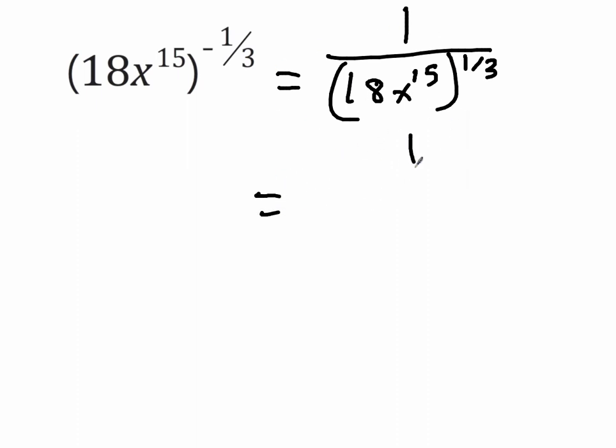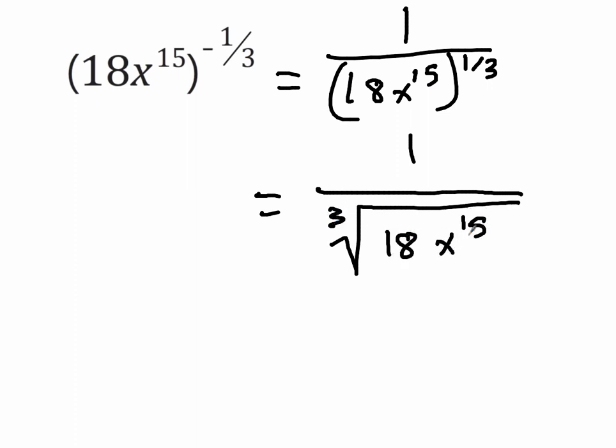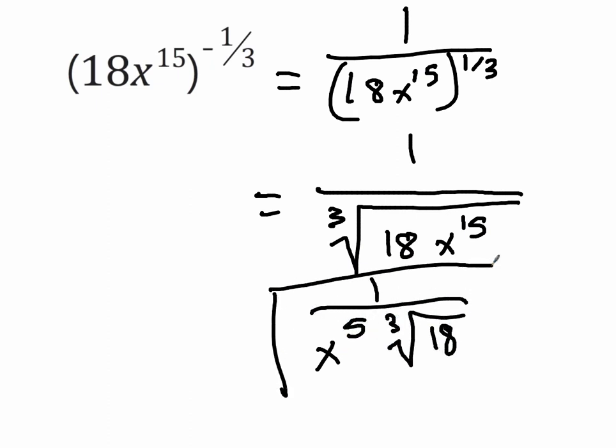And then I'm going to rewrite this in radical form, which would be the cube root of 18x to the 15. And you can simplify this if you want, and you'll see that you'll get the same thing that we had a second ago. The x to the 15 is going to come out, and you'll have x to the 5th, and the cube root of 18 does not simplify. All right, that's it for this lesson.